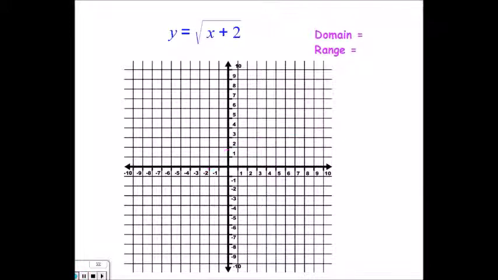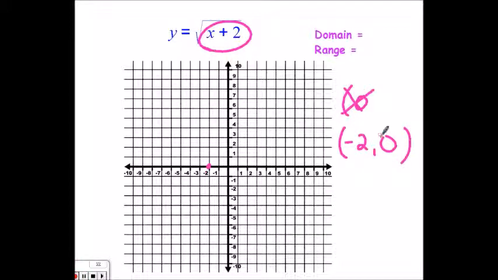But let's go ahead and do it a little bit more accurately. So this is going to be my first point, because when x is, well, we don't want x to be 0. We want this to be equal to 0. Well, how can that be equal to 0? When x is negative 2. Negative 2 plus 2 is 0. The square root of 0 is 0. So our first point is negative 2.